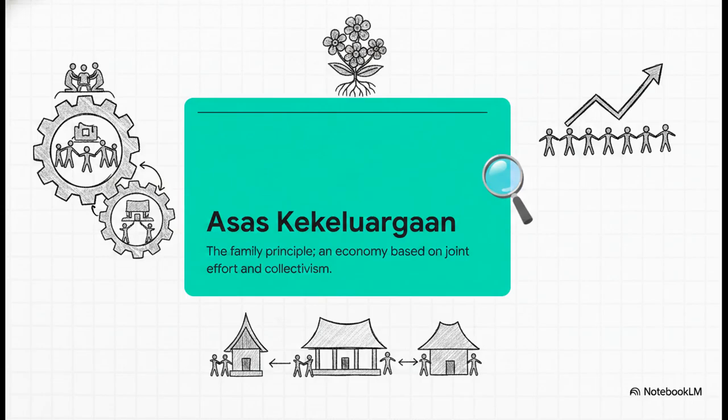Now, this concept is known as asas kekeluargaan, which translates to the family principle. Basically, it dictates that the economy is a joint effort based on collectivism. To founders like Muhammad Hatta, the ideal business model wasn't some massive corporate monopoly, and it wasn't a faceless state factory either. It was the cooperative. This was a radical post-colonial baseline prioritizing working together over cutthroat competition.